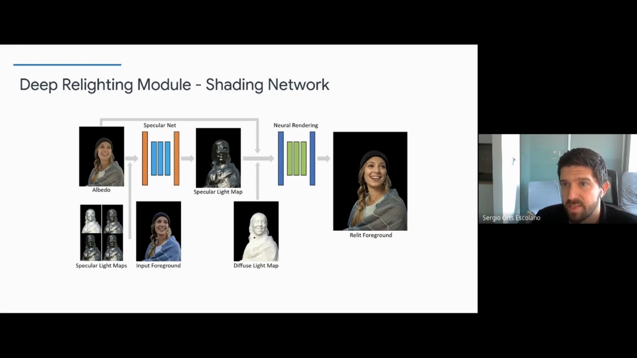In our shading network, which does most of the neural rendering work, we supply the albedo map, the input foreground, and multiple specular light maps computed with different Phong exponents, which mostly control the strength of the specular highlights. All these images are passed as an input to a first network that we call specular net. The idea here is that we learn a per pixel specular light map, which can pull pixels from each of the candidate specular light maps. The final specular light map, the albedo, and the diffuse light map are provided to the neural rendering network to estimate the final relit foreground image. Now, let's take a look at the dataset that is used to train these networks.